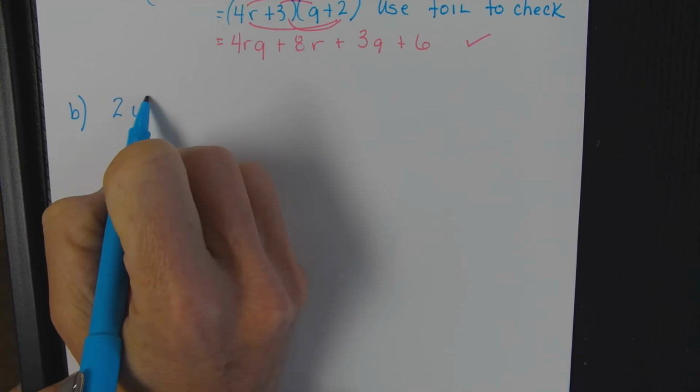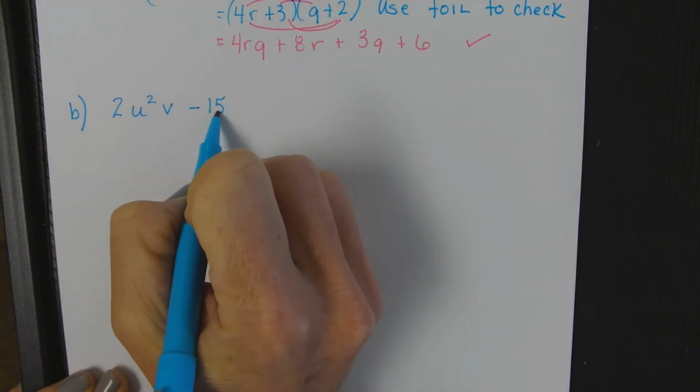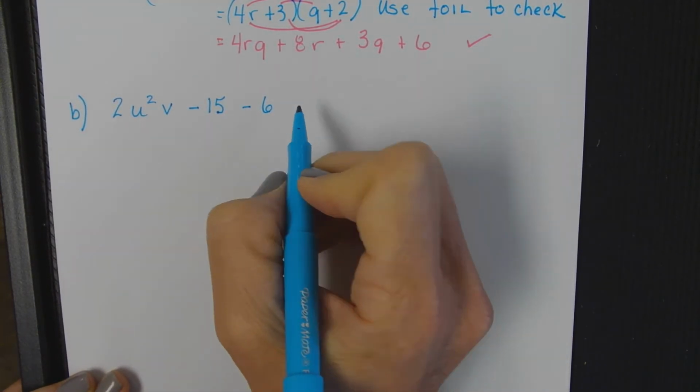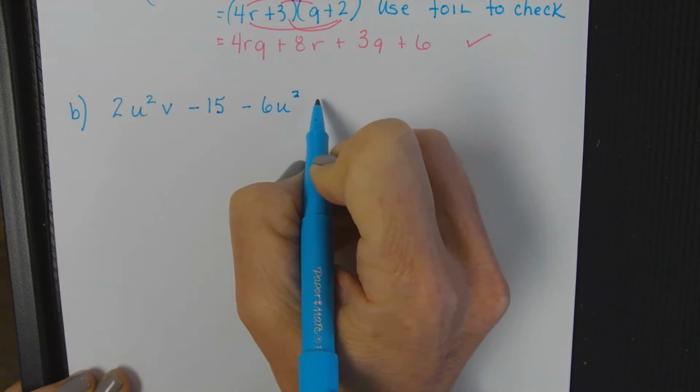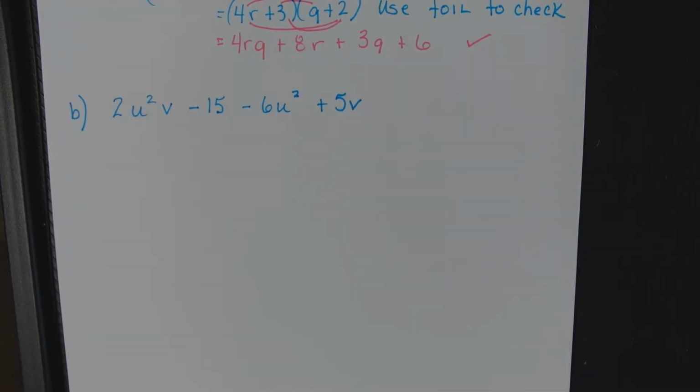2U squared B minus 15 minus 6 plus 5B. I can't even see that. My eyes are so bad. Again, Jake, how many terms do we have here? 4.